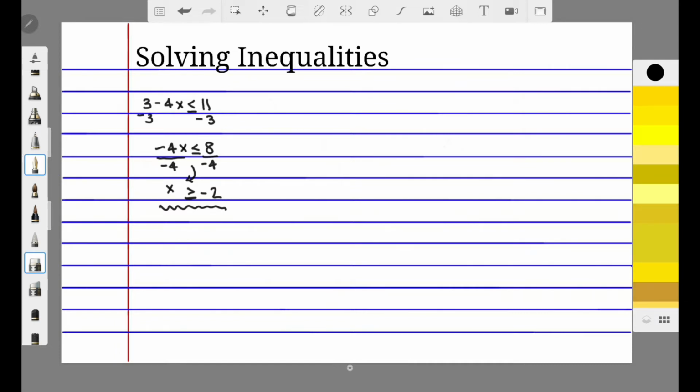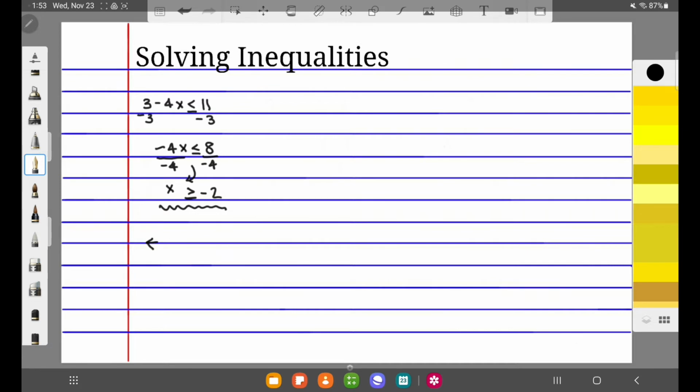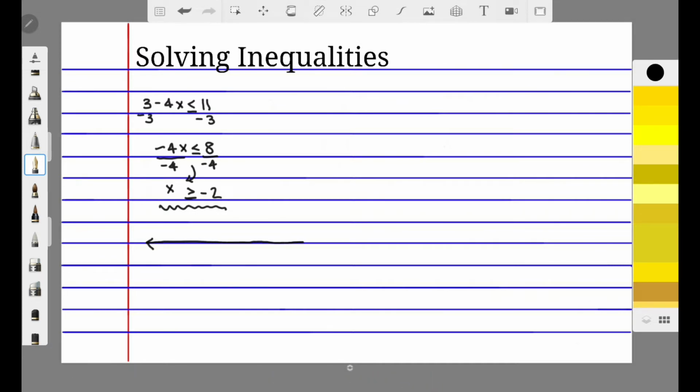Alright, now let's learn how to graph the solutions of an inequality. The first thing you want to draw is a line, a graph. Alright, now you want to add values. Here we know that x has to be greater than or equal to negative 2. So let's just make a bunch of little values. Let's start from negative 5, negative 4, negative 3, negative 2, negative 1, 0, 1, 2.